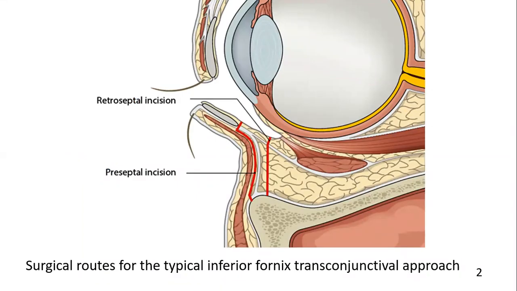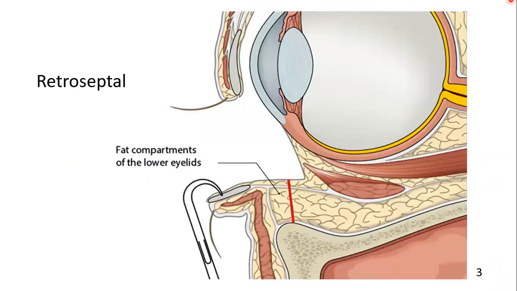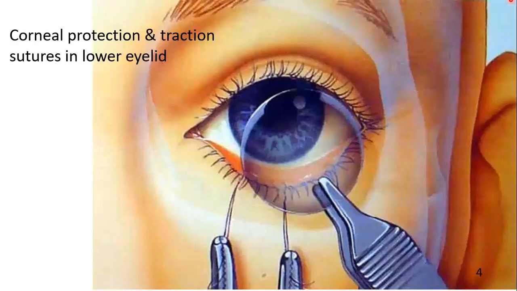The typical inferior fornix transconjunctival approach can use two different routes to access the infraorbital rim, retroseptal and preseptal. These two approaches vary in relation to the orbital septum on the pathway to the infraorbital rim. Controversy exists on the advantages and disadvantages of these two surgical routes, but we recommend the retroseptal because it is more direct and easier to perform.